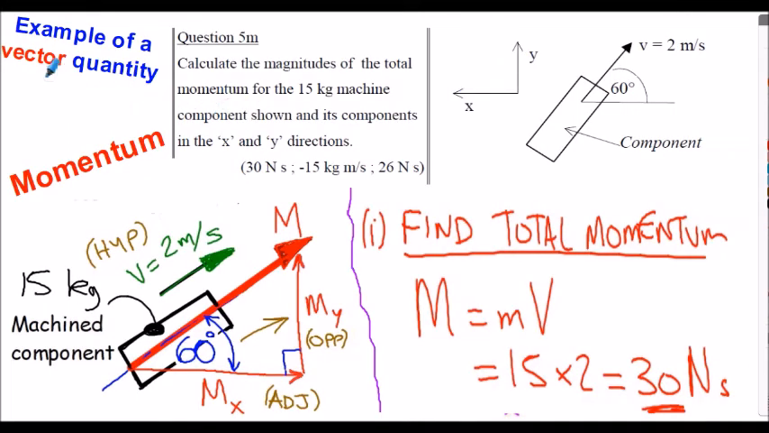Another example of a vector quantity here is momentum. In this particular question, we're given the velocity, which itself is a vector property, of a component, and we're asked to find momentum in that direction. So again, we can draw a velocity vector, 2 meters per second in this particular question, and our momentum vector, because both velocity and momentum are vector properties. Again, momentum is reviewed in a separate presentation.